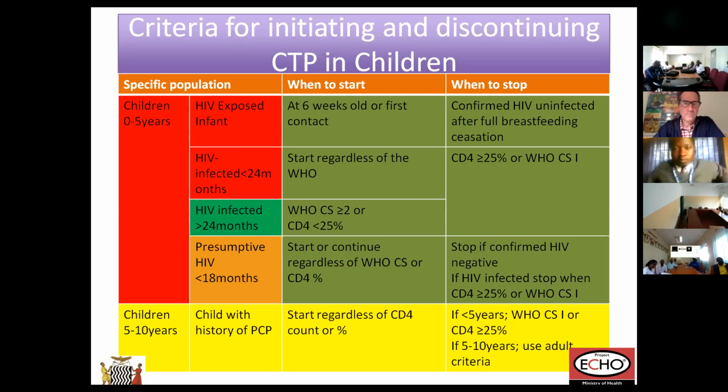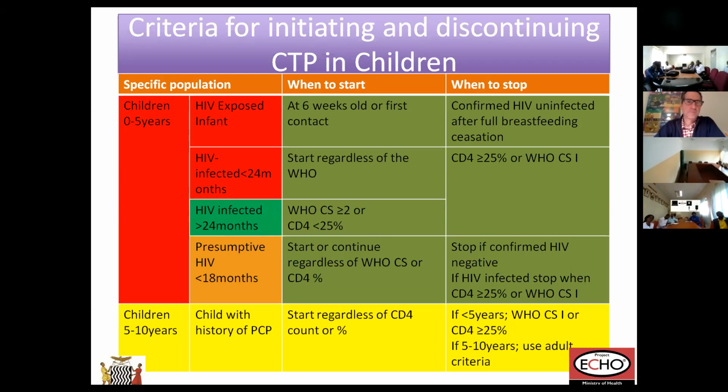For HIV-infected children who are less than 24 months old, you start the cotrimoxazole regardless of the WHO clinical staging. And then the indication for stopping is when CD4 is greater than 25%, or if the child does well on treatment and remains in WHO clinical stage 1.